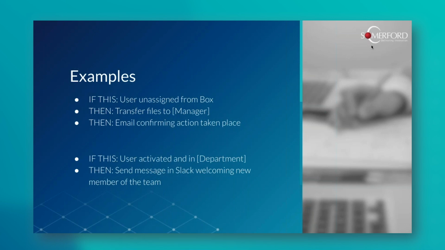We activate the user, we just send a quick message in Slack. And we can do that in Okta Workflows. Instead of just creating a user, we can perform these sometimes quite complex business processes, but we can do it automatically based on an action that happens in Okta. And that action would be the if this action. So user unassigned from Box would be something that you'd go into Okta and you'd unassign them, or in Okta you might activate them, of course, when you're creating them for the first time.